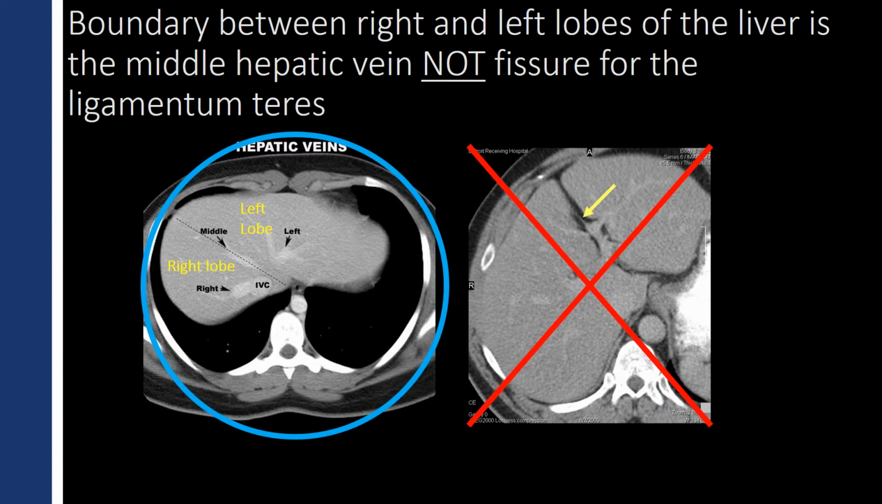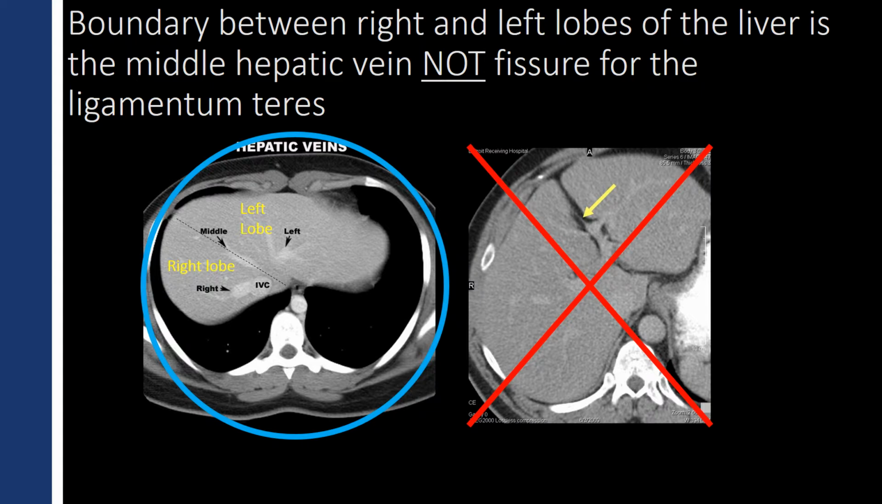and they will say something in the liver anteromedial to that is within the left lobe of the liver. Well, in this case, that's probably true, but you can have something posterolateral and still be in the left lobe of the liver, because that is not the boundary. The middle hepatic vein is the boundary between the right and the left lobes of the liver.